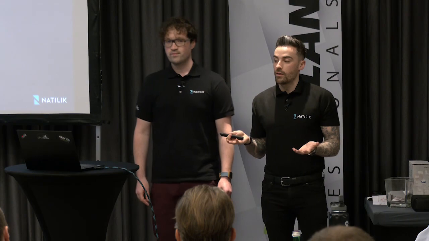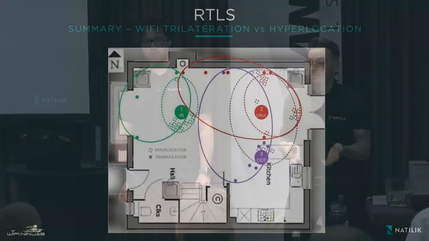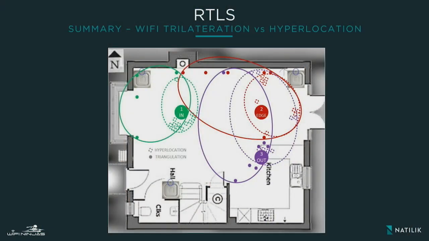So just a quick summary then of the accuracy between Wi-Fi trilateration versus the hyperlocation. The trilateration is the solid lines and the hyperlocation is the dotted lines. Just a quick visual here for you guys to see. As expected, the hyperlocation testing was much more accurate than the trilateration testing.